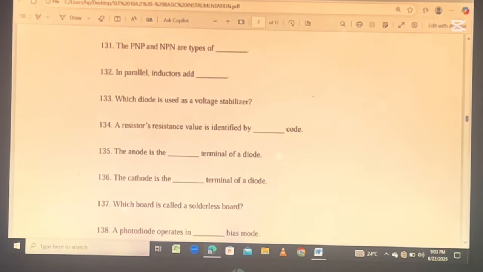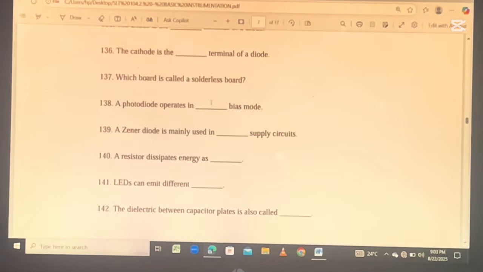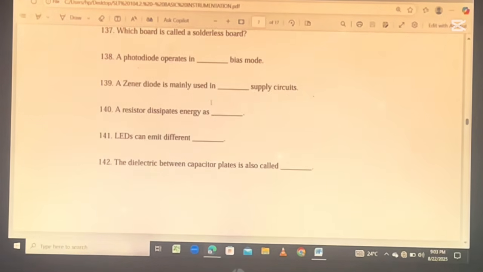Which board is called the solderless board? We talked about that before. It's a breadboard. A photodiode operates in dash bias mode. So a photodiode operates in reverse bias mode. We are gradually getting to the last question, which is the 150th question, but we are at 140 now. The resistor dissipates energy as heat. We've seen questions like that before.